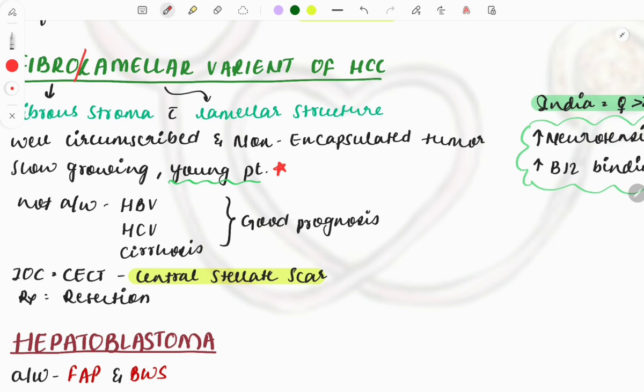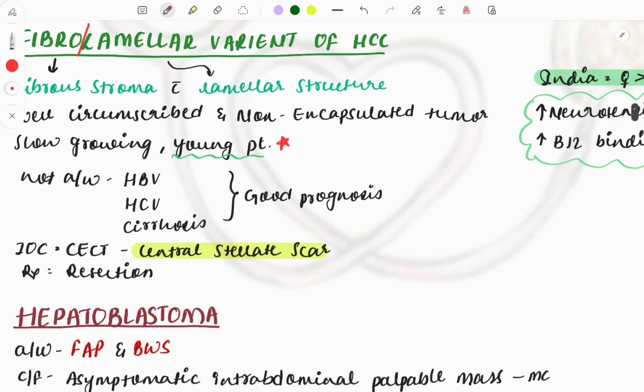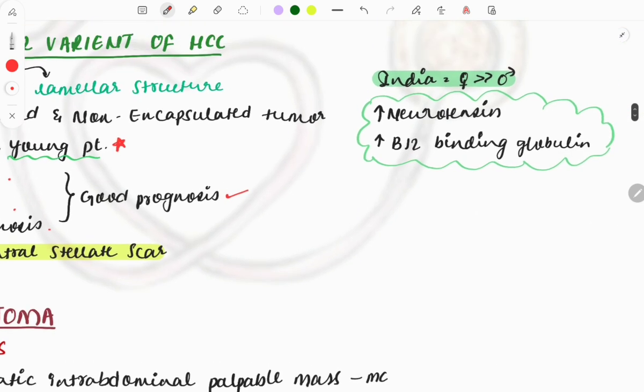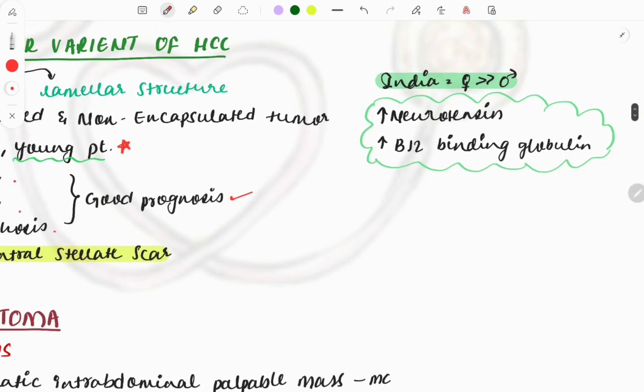Hint words can help you reach the diagnosis, because whenever you see a young patient with these features, think in terms of fibrolamellar. It is not associated with hepatitis B, HCV, and cirrhosis. That's why it has a good prognosis. Again, the investigation of choice is CECT. You can see a central stellate scar. Treatment is resection. And in India, this one is most commonly seen in females rather than males.